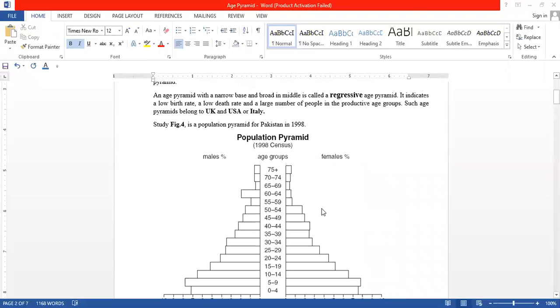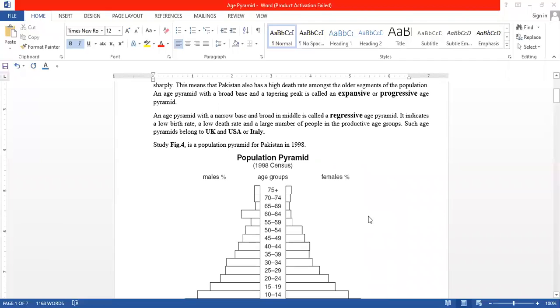Here the examiner can ask the question: describe the difference between a progressive age pyramid and a regressive age pyramid. A simple question can be asked, why is an age pyramid called progressive, or why is it called regressive? According to the characteristics that I told you, you can add them in your answer, then marks will be given.